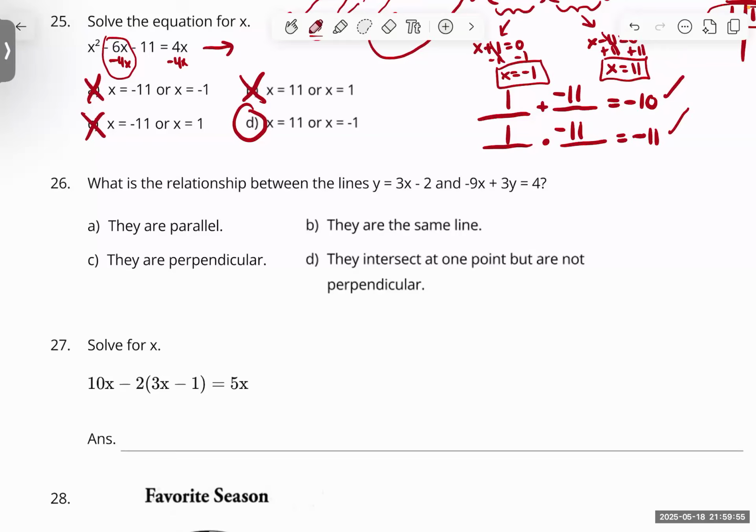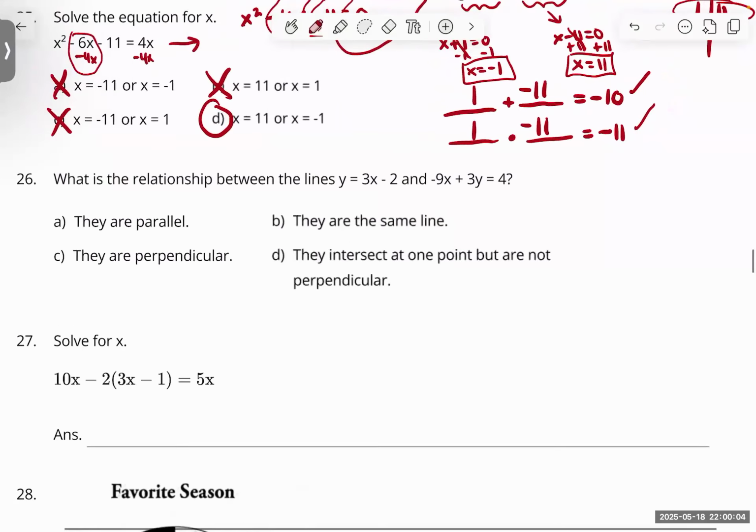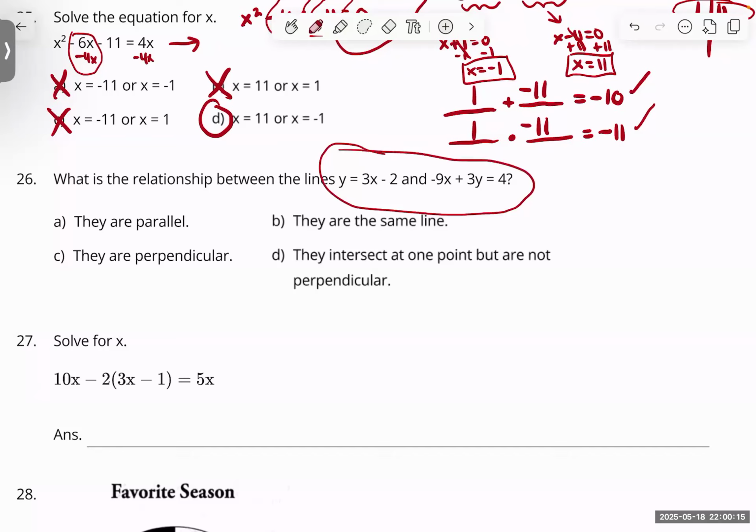And you learn in school that in order for two lines to be parallel, they need to have the same slope. In order for them to be perpendicular, they need to have opposite reciprocal slopes. If they're the same line, then they have the same equation. So in order to see the relationship of these two lines, they need to be in the same form. This one is in something called slope-intercept form, but this one is in something called standard form.